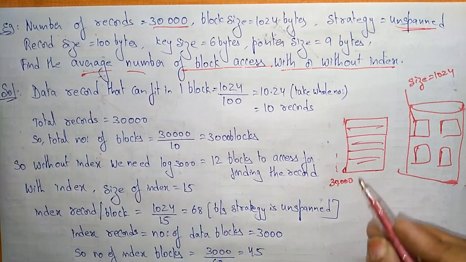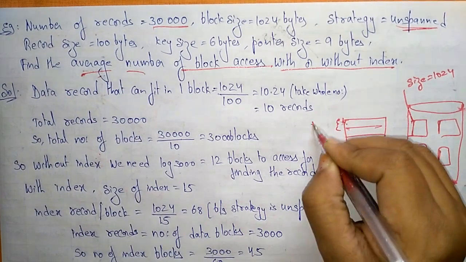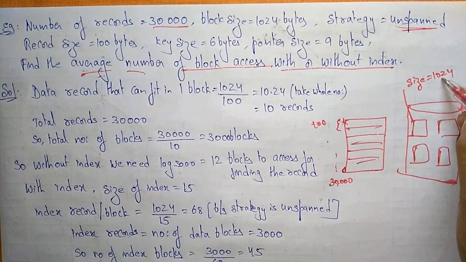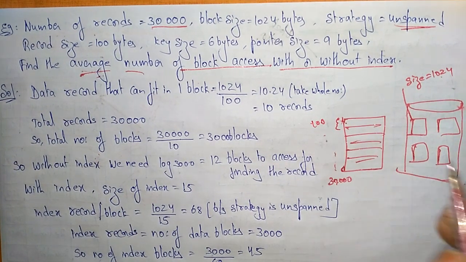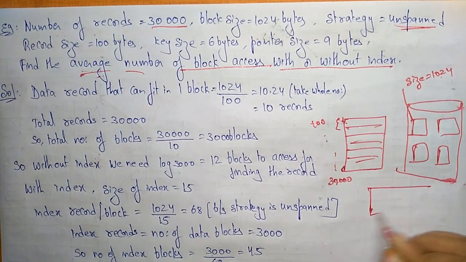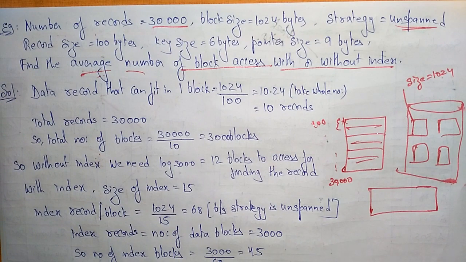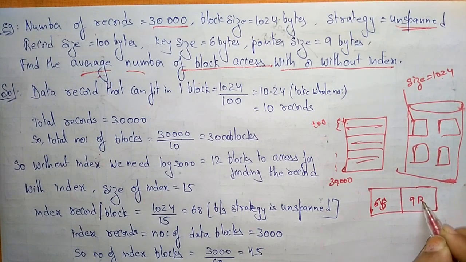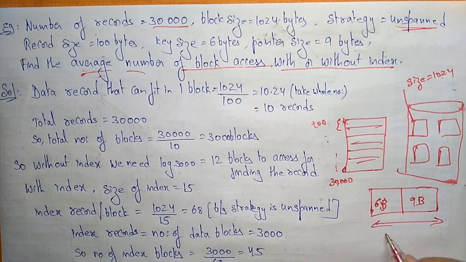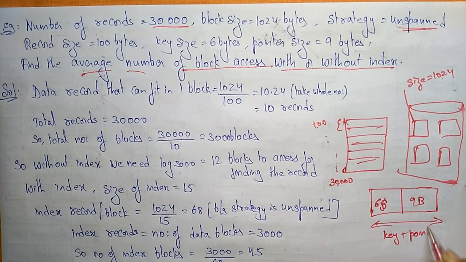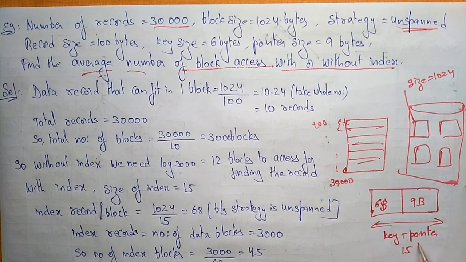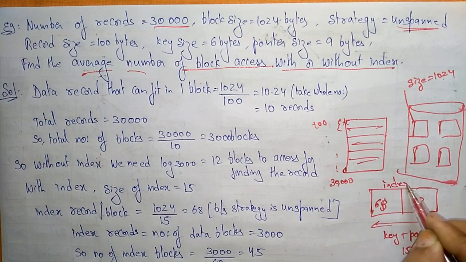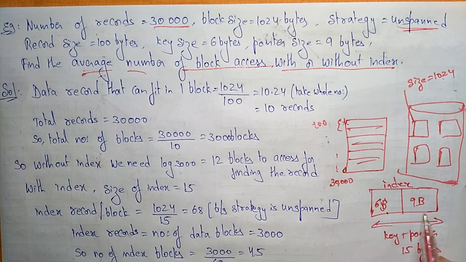And the record size is 100 bytes. So the block size is 1024 and the record size is 100 bytes. Now they give the key size. Why are we using the key? For searching a particular record. So the index key size is 6 bytes, and the pointer size is 9 bytes. The index entry consists of key plus pointer, so 6 plus 9 means 15 bytes.